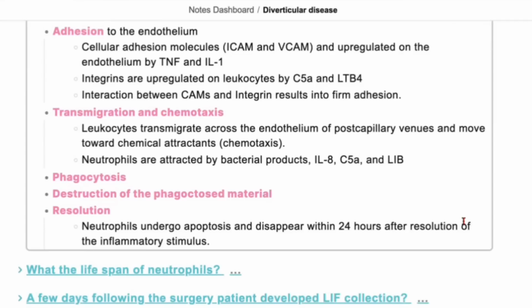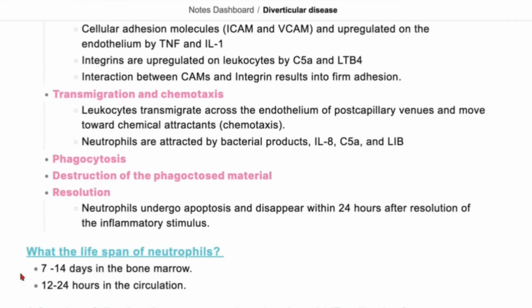The lifespan of a neutrophil is 5 to 7 days. It's about 7 to 14 days in the bone marrow and 12 to 24 hours in the circulation. All right, so this question, there was a lot of fuss about it because everyone who said 7 to 14 days and stopped there didn't get the mark. All right, so you want to be very specific. In the bone marrow, it's 7 to 14 days, and in the circulation, it's 12 to 24 hours.